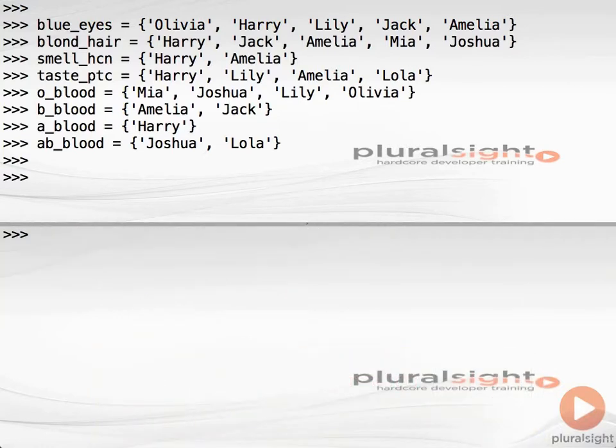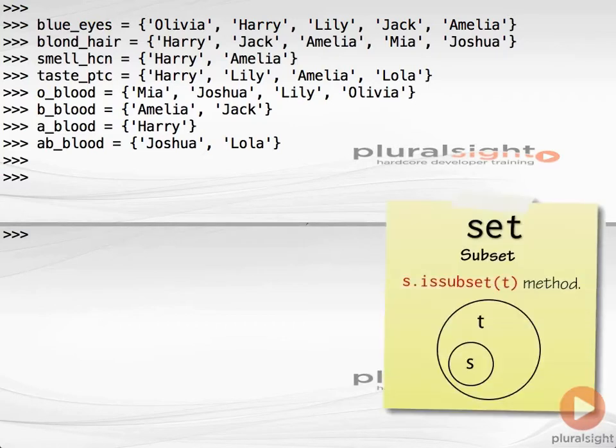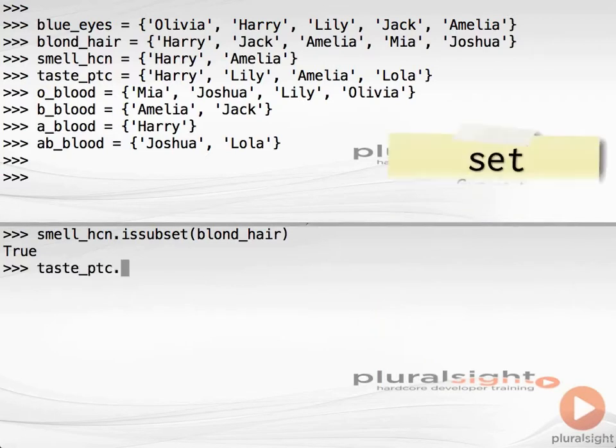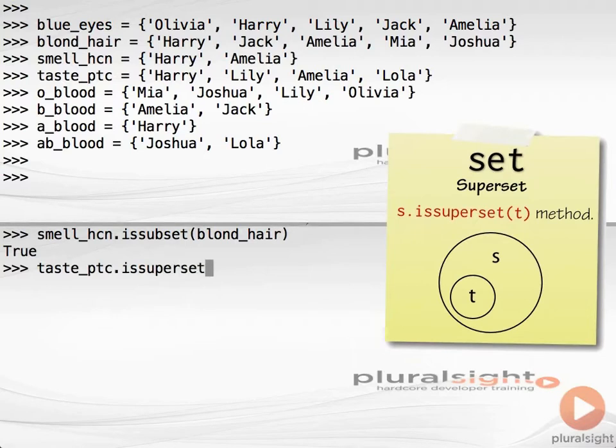In addition, three predicate methods are provided which tell us about the relationships between sets. We can check whether one set is the subset of another set, using the issubset method. For example, to check whether all of the people who can smell hydrogen cyanide also have blonde hair, use smell_HCN.issubset(blonde_hair). This checks that all of the elements of the first set are also present in the second set. To test whether all of the people who can taste phenyl thiocarbamide can also taste hydrogen cyanide, use the issuperset method.